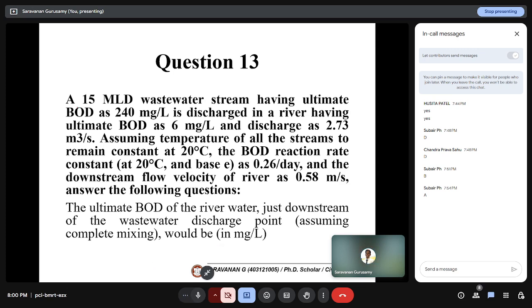Here, a 15 MLD wastewater stream is having ultimate BOD. A river is there, and the wastewater stream is coming. The Q of sewage or wastewater is 15 MLD. BOD of the wastewater is 240 milligram per liter, or any pollutant if you take C. River's ultimate BOD is 6. Discharges 2.73 meter cube per second.